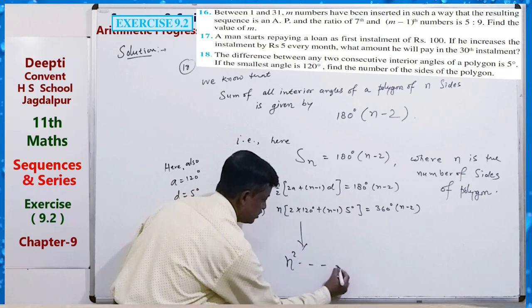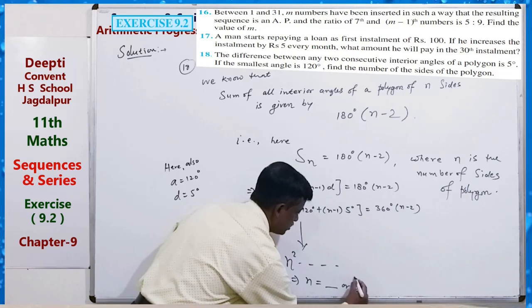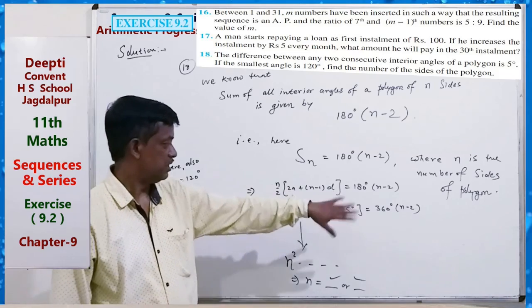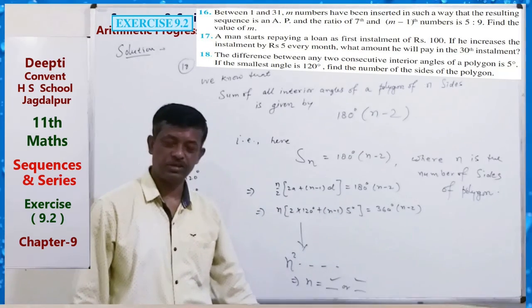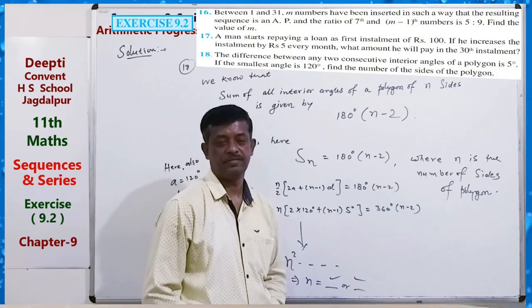The quadratic equation gives n equals this or this. Just multiply it out and solve this quadratic equation by the factorization method or the quadratic formula. You can get two values of n.